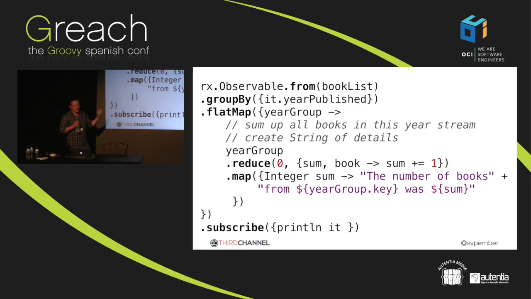So in this case, because I'm splitting by year, the key for the year group is the year of the items that are in the current stream. Does that make sense? Okay. Then at the end, I simply call subscribe on the outer stream.